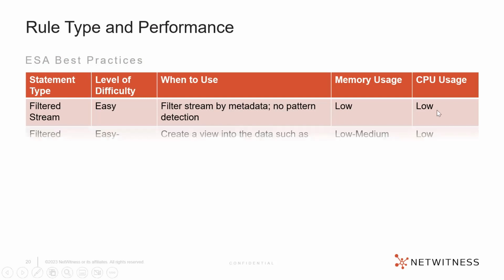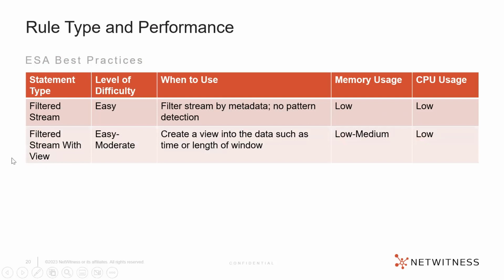Then we have our second point, which is a filtered stream with view. So here if the rule is a select and does have a partition by or some other view, then the rule has a potential for memory increase. This should be directly proportional to the number of unique values that match the partition. The rule should not affect CPU. This type of rule is a simple select with group by.